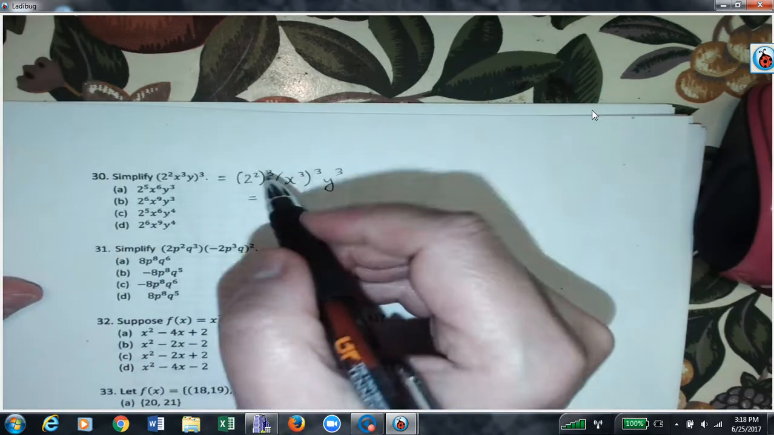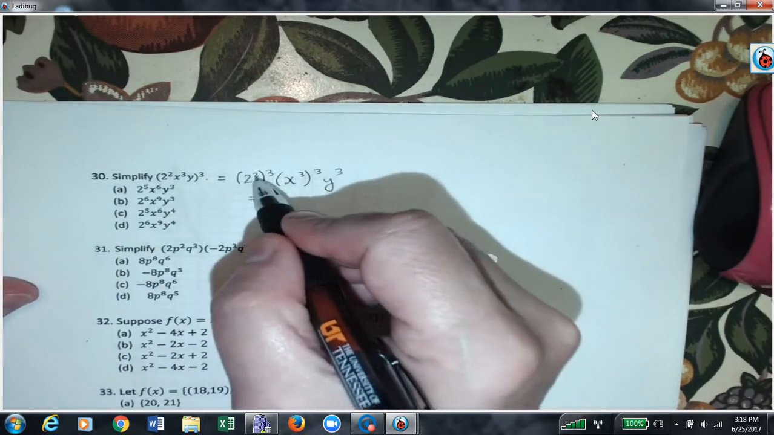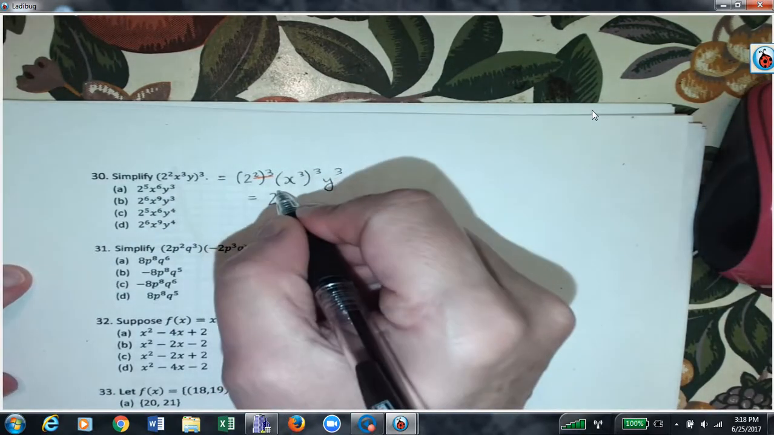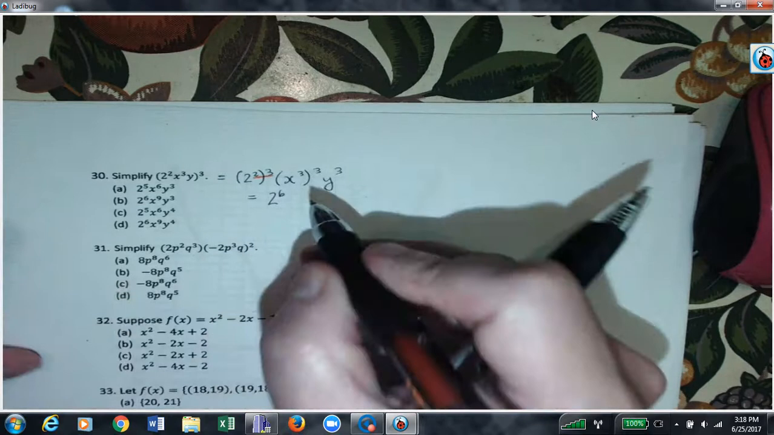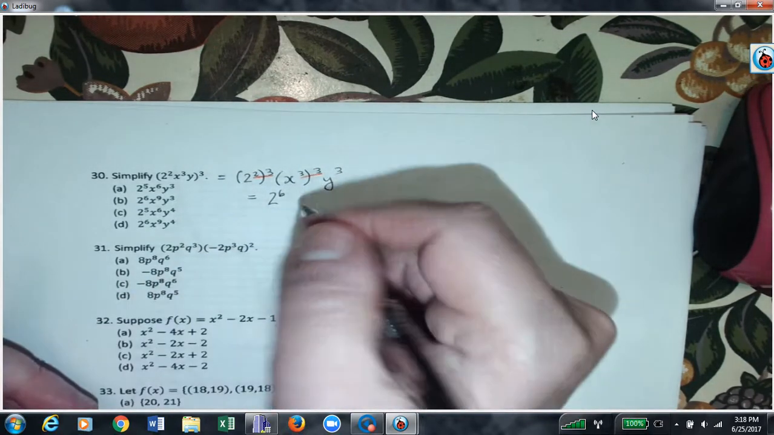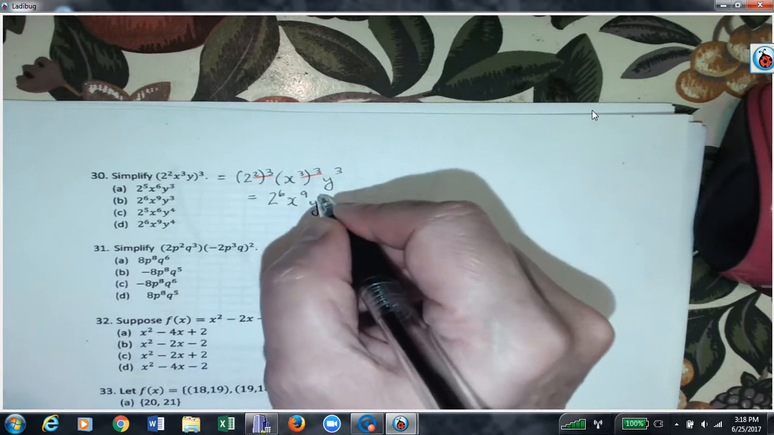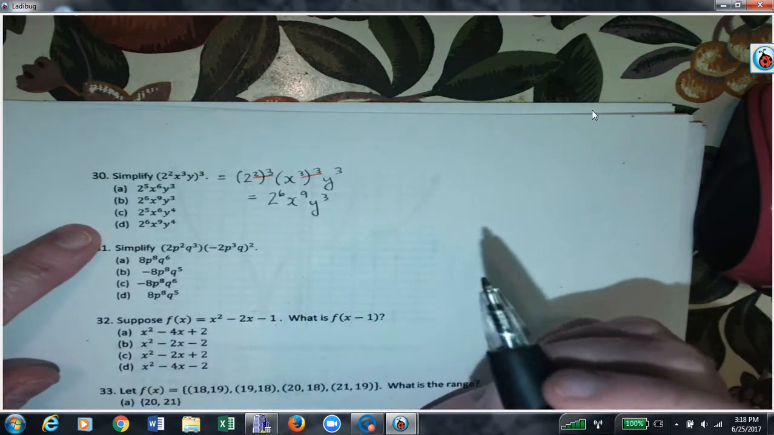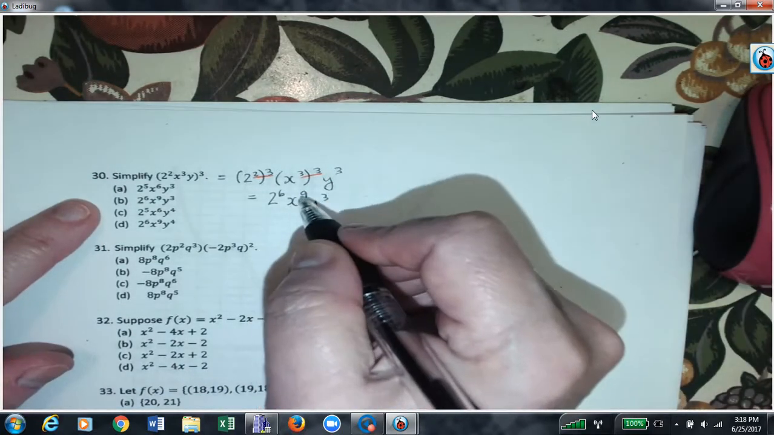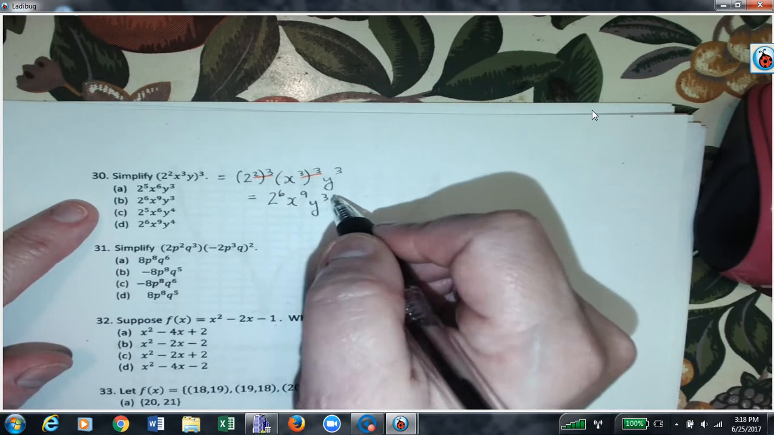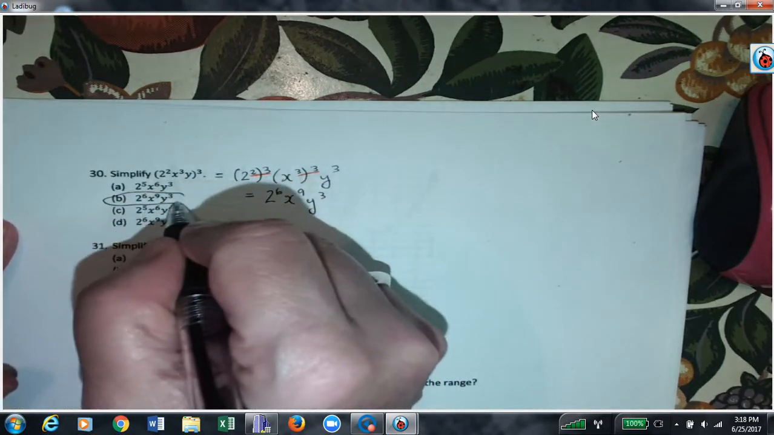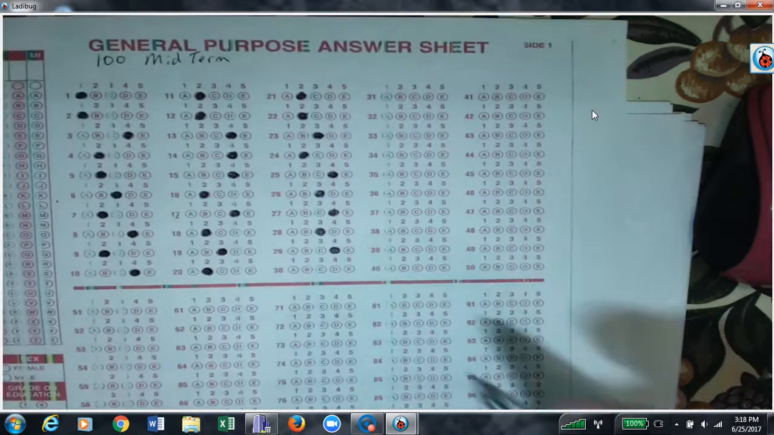Now, the rules say if I've got something outside the parentheses, I multiply those. 2 times 3 is 6. 3 times 3 is 9. And then I've got y cubed. So I'm looking for 2 to the 6th times x to the 9th times y cubed. Okay, so the answer to number 30 is B.